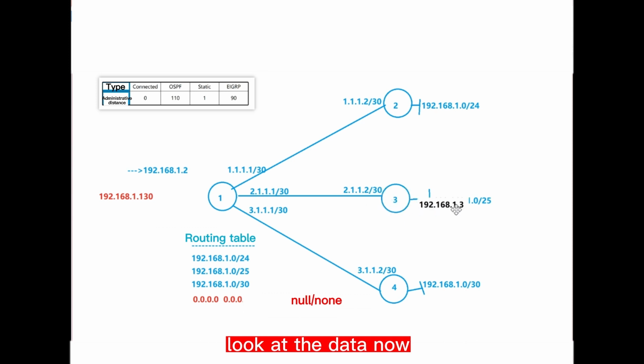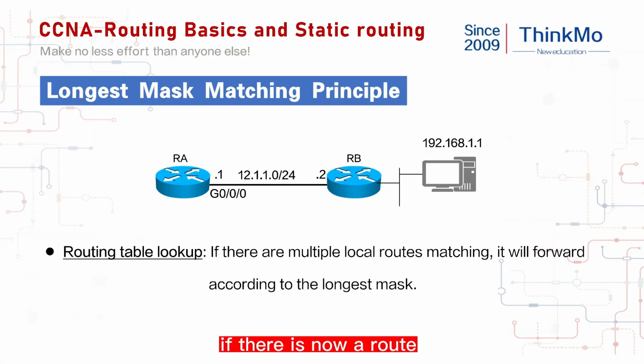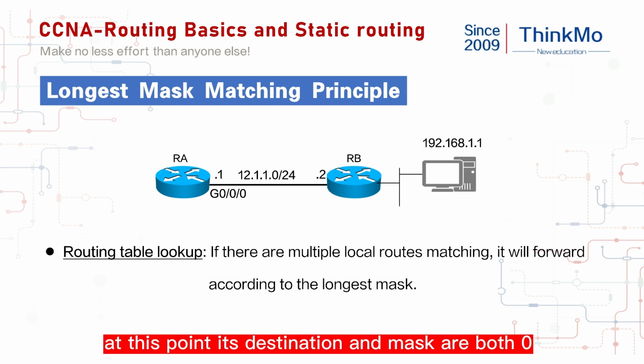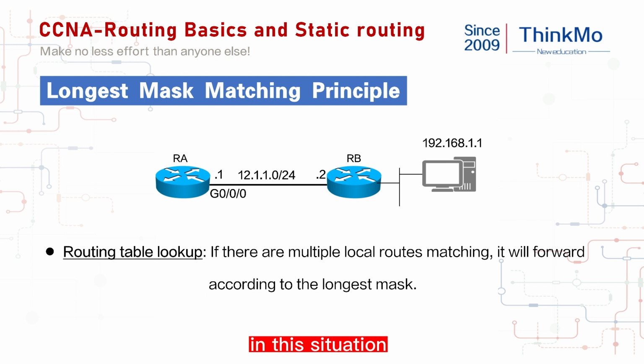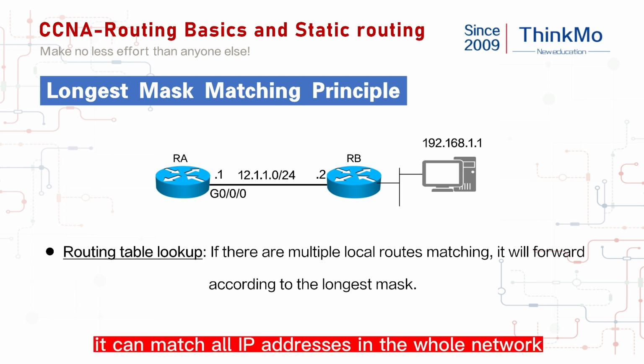Look at the data now. It also matches 4 zeros. It does not limit each bit. It seems different from others. Will not match the default route. The concept of default routing is, if there is now a route, at this point its destination and mask are both 0. In this situation, it represents a default route, also known as default route. So if it's a route like this, it can match all IP addresses in the whole network.